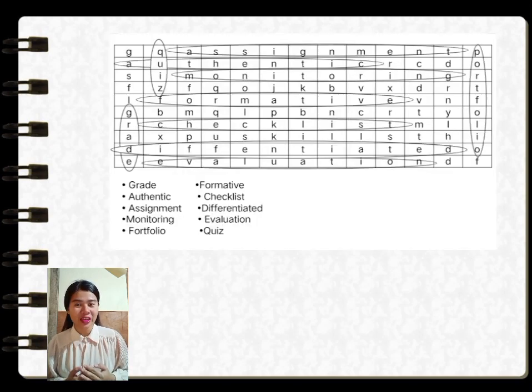So this is my lesson 5 which is assessment in multigrade. So let us first start in the first activity. Encircle the 10 words in the box that relate to assessment. So the first one is the grade, next authentic, next assignment, next monitoring, next portfolio, next formative, next checklist, next differentiated, next evaluation, and the next is quiz. So these are the 10 words that I found in the table.